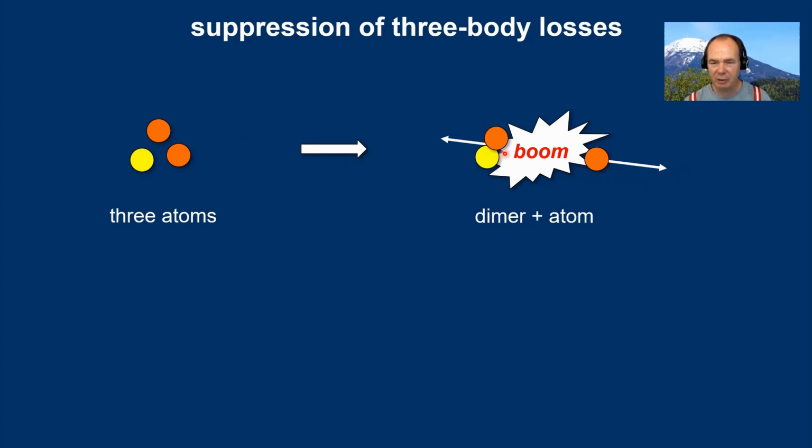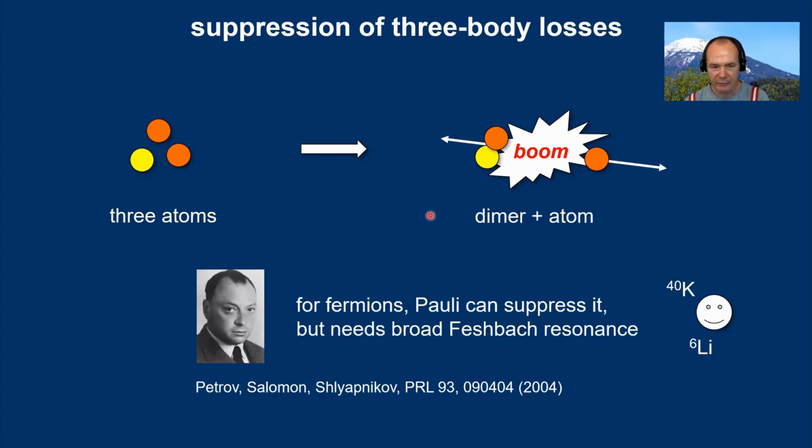Within a millisecond, you can lose most of the atoms if you are on a Feshbach resonance. So a Feshbach resonance makes for the bosons these losses very fast. And one can show the loss rate of bosons scales with the scattering length to the fourth power. But for the fermions, there's a different story. For the fermions, remember the famous Austrian physicist, Wolfgang Pauli: for fermions, Pauli can suppress it.